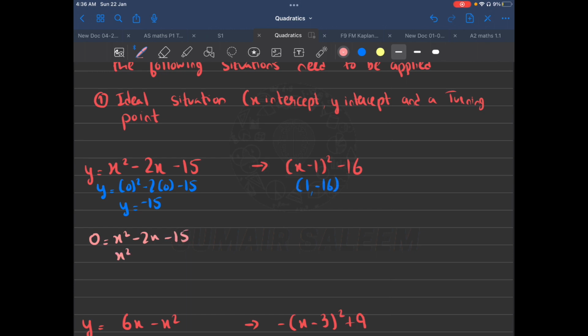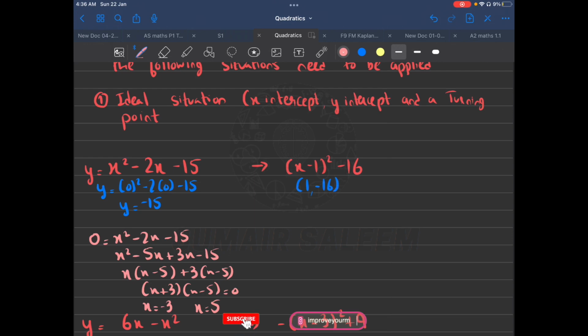It's going to be x squared minus 5x plus 3x minus 15. Take x common, x minus 5. Take plus 3 common, x minus 5. x plus 3, x minus 5. So my one value of x is 5 and my other value of x is minus 3. Now, how will I solve this? How will I draw the graph?